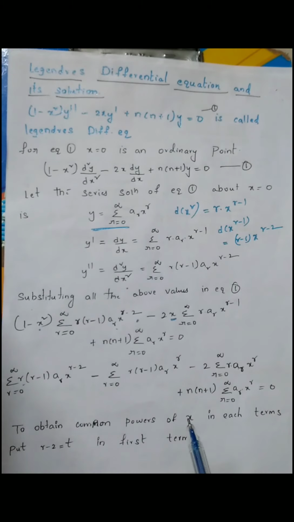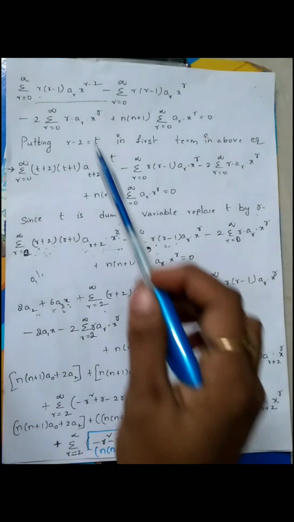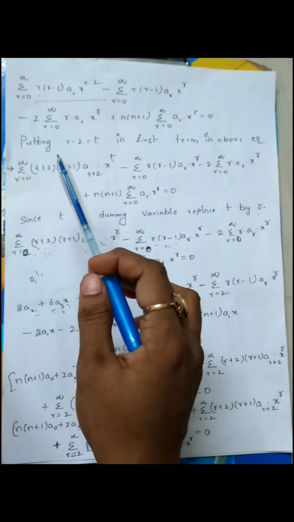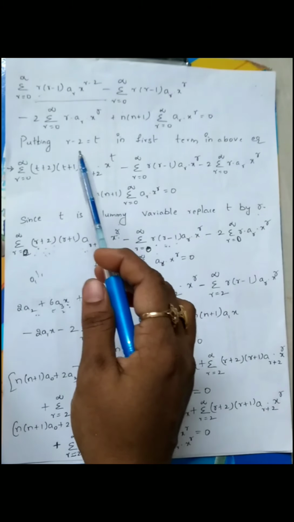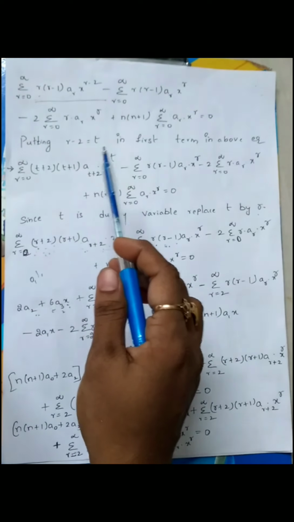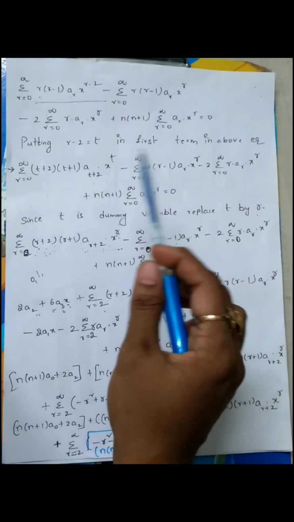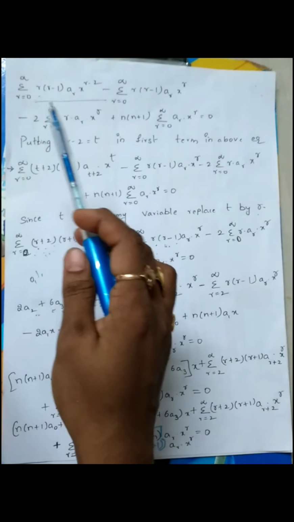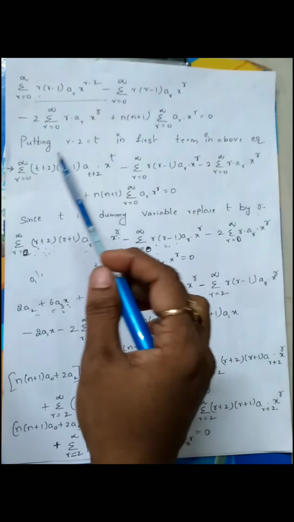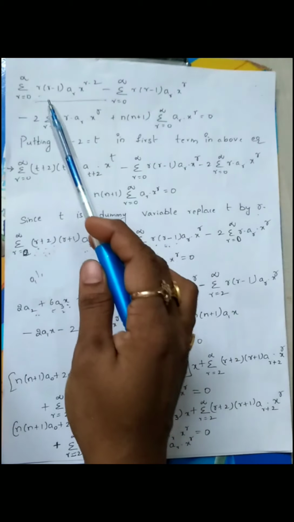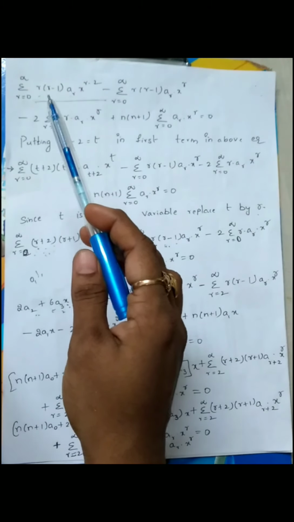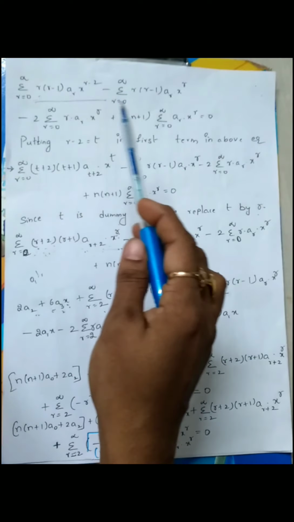To obtain common powers of x in each term, we put r minus 2 is equal to t in the first term. Only in the first term of the above equation we take the substitution r minus 2 is equal to t, which means r is equal to t plus 2. So in place of r, we put t plus 2 in only the first term.